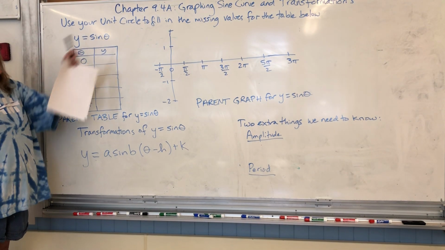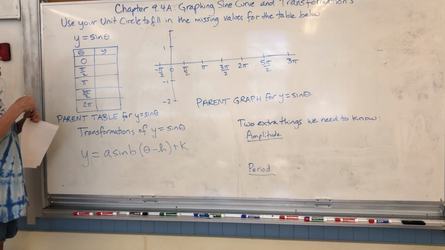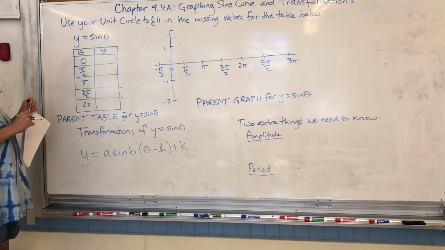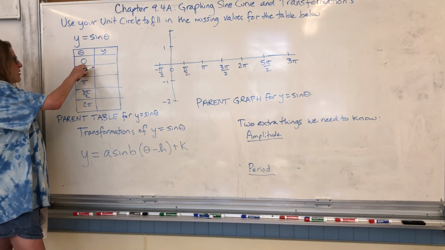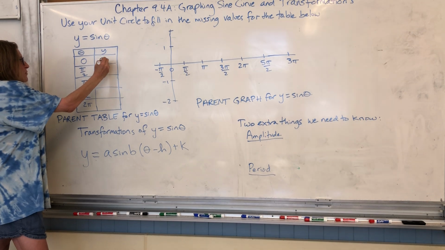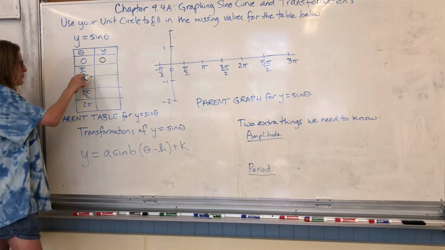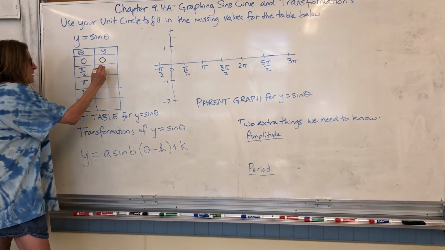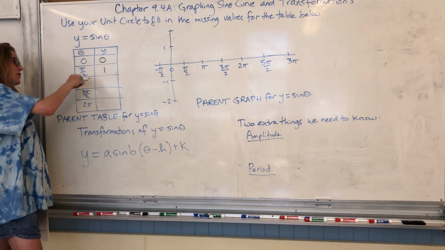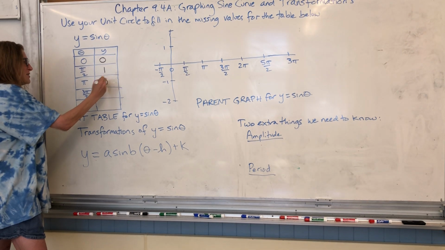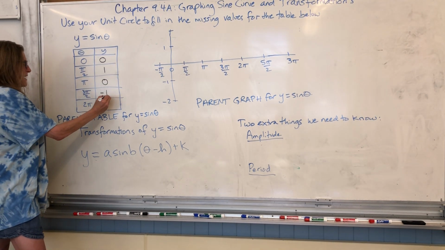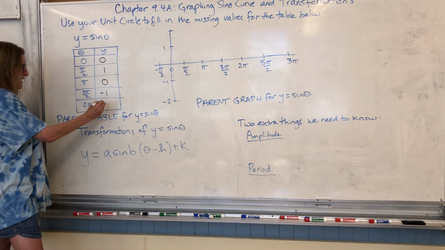So if you look at your unit circle, and remember the sine is the y coordinate. You guys just took a quiz about this. So if I look at 0 on the unit circle, the y coordinate is 0. If I go to pi over 2 on the unit circle, the y coordinate is 1. If I go around a little more to pi, I get back to 0 for the y coordinate. Down to 3 pi over 2, I'm at -1, and then at 2 pi, I'm back to 0.